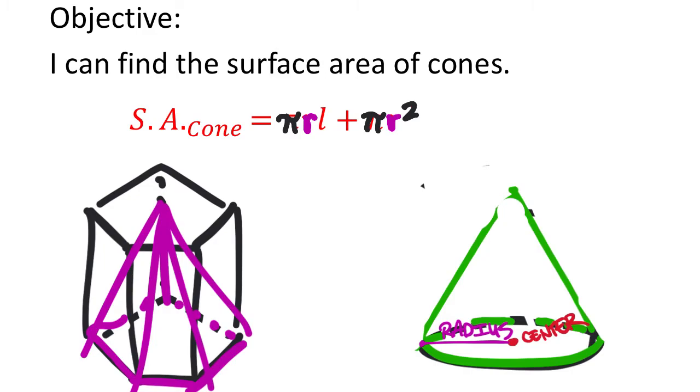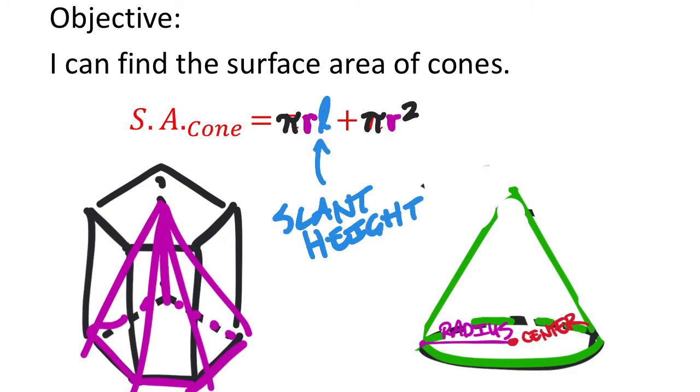But then what we have in the formula is this L business right here. I'll make that a cursive L. Which generally L stands for length when we look at shapes like this. But in this case, that L actually stands for what we call slant height. Okay. Well, the slant height is the length from the edge of the circle of the base of the cone to the very tip of the cone right here. So this length right here is the slant height. Okay?